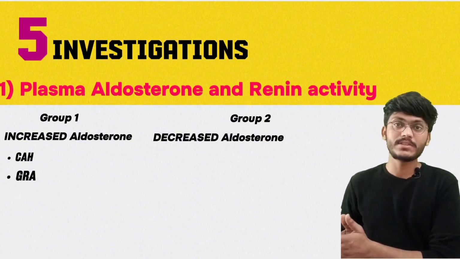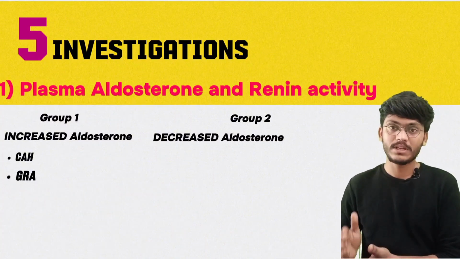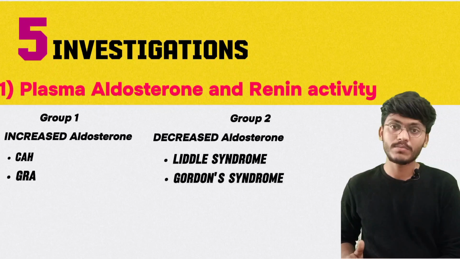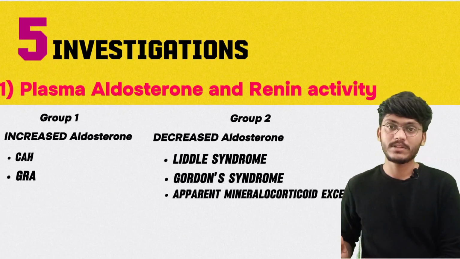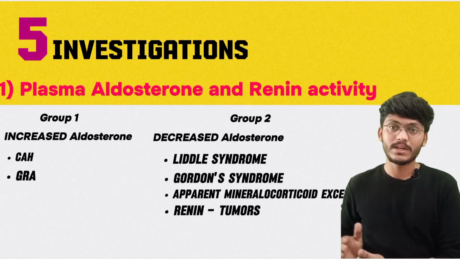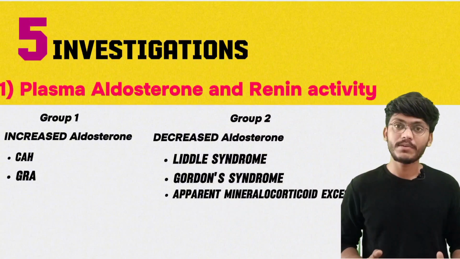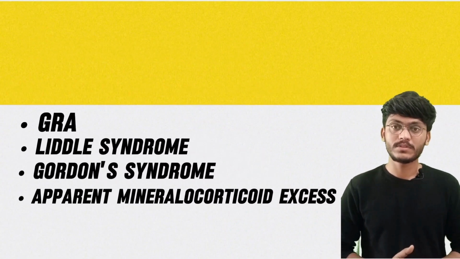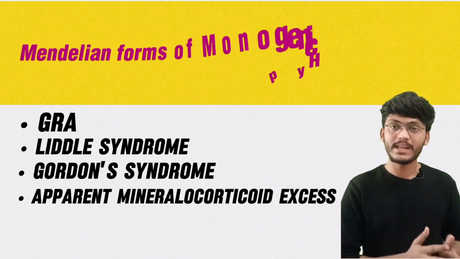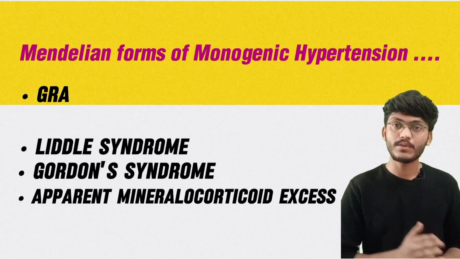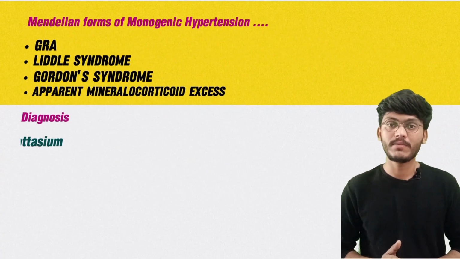And if there are decreased aldosterone levels, there is a set of syndromic causes, that is Liddle syndrome, Gordon syndrome, and apparent mineralocorticoid excess. And the last one is renin secreting tumor, that is very rare in this age. And we are left with these four syndromes. These four syndromes are known as Mendelian forms of monogenic hypertension. To diagnose these causes, we should do serum potassium levels and ABG.